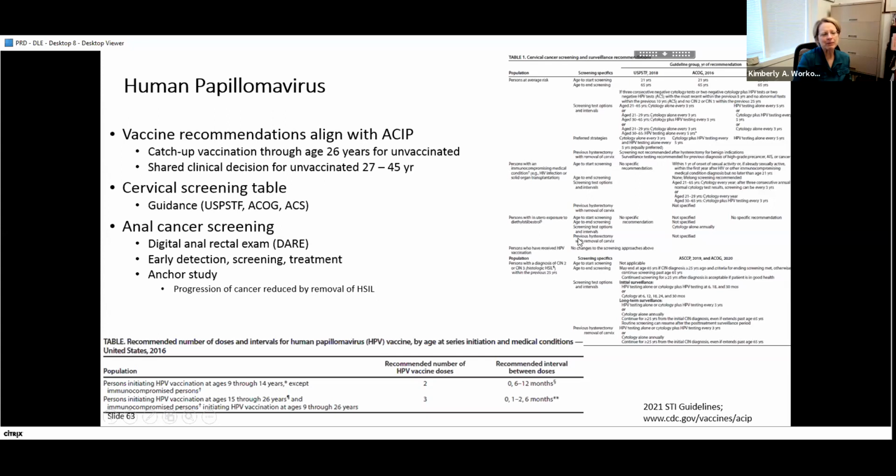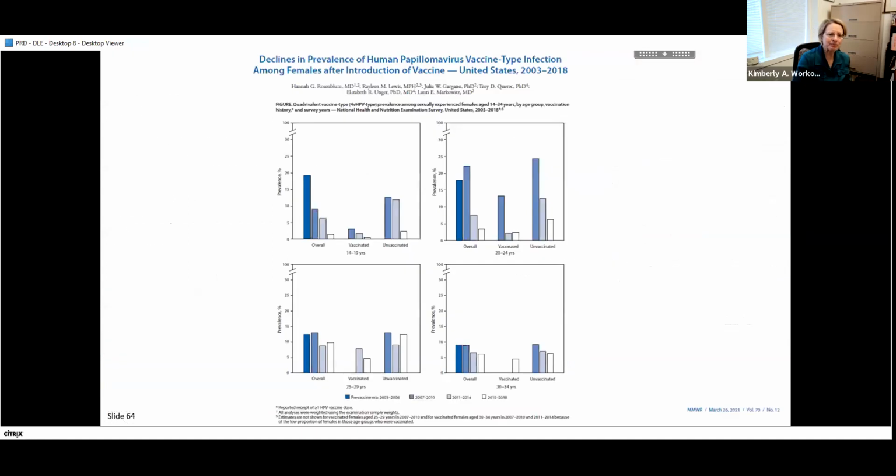I mentioned the screening table, and then the anal cancer screening section really talks about the importance of at least annual digital anorectal exam. I also wanted to bring to people's attention the recent press release from the results of the ANCHOR study, showing the progression of cancer was reduced by removal of high-grade lesions in the anus. So more information for screening and vaccines is available through the CDC website and ACIP. And vaccines make a difference.